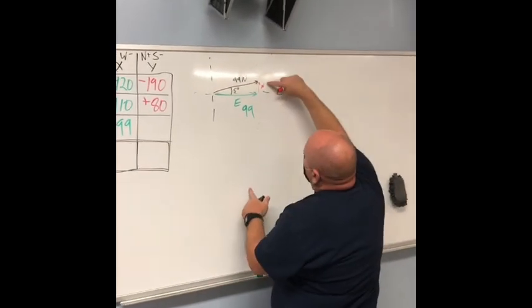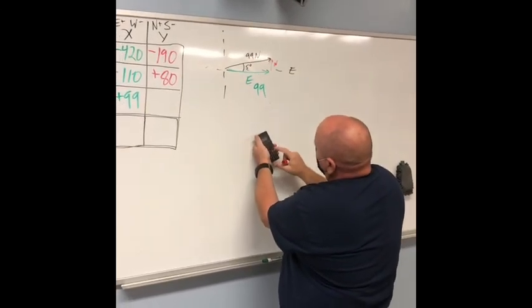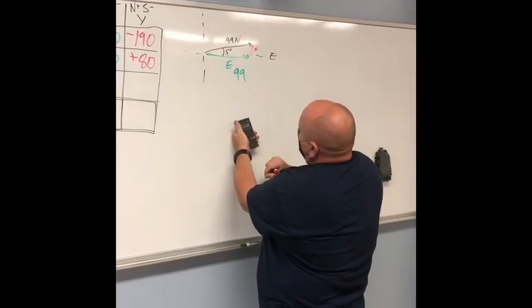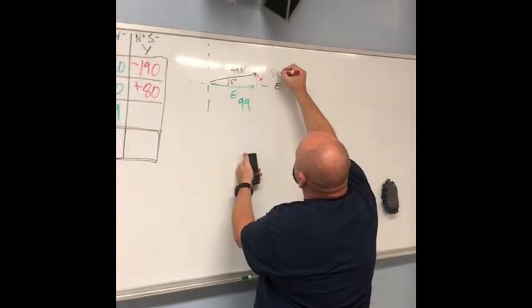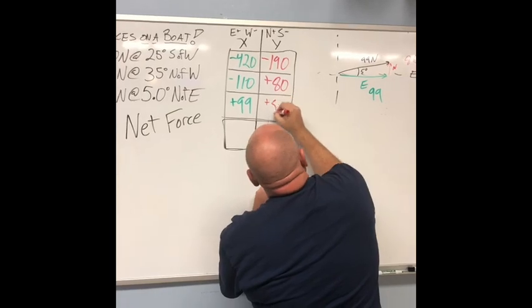Okay? And then the northward component is sine of 5 degrees times 99. And that's going to be tiny. And I get 8.6, 2 sig figs. Yeah, so 8.6. And that's up, so that's positive as well.